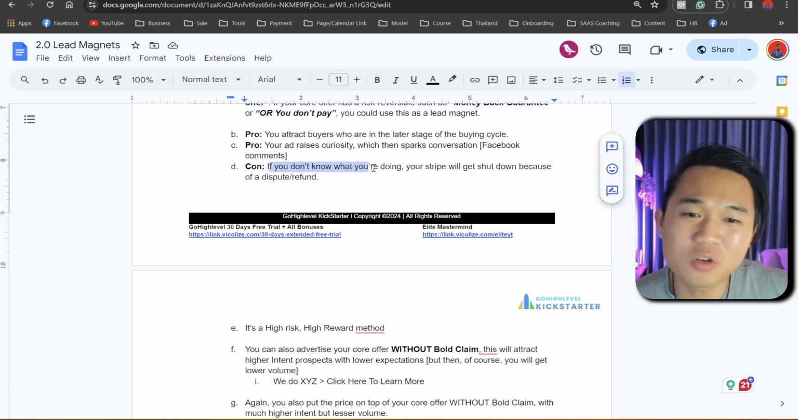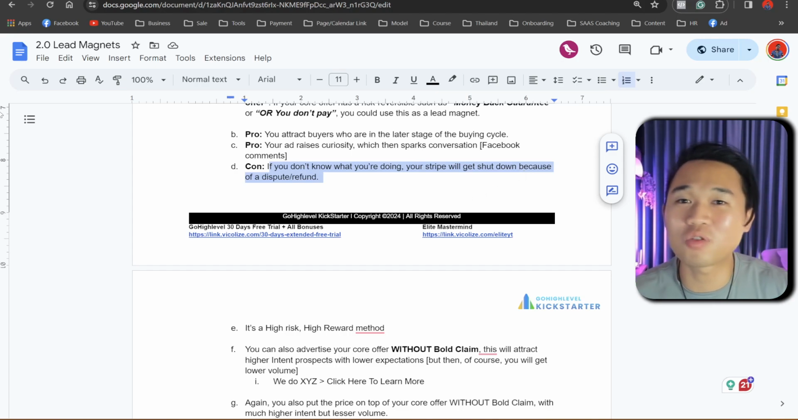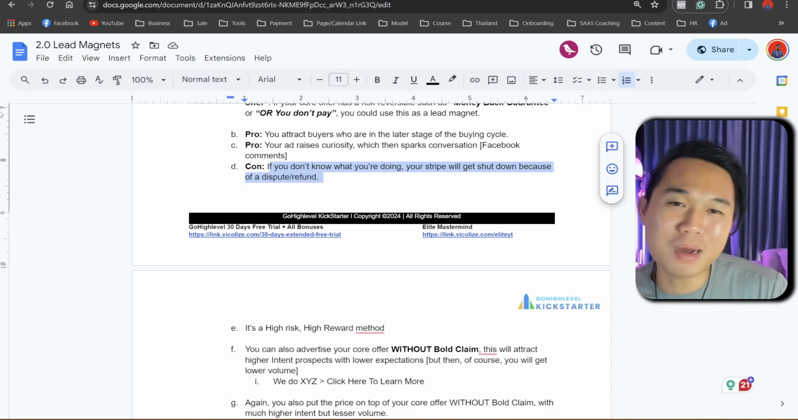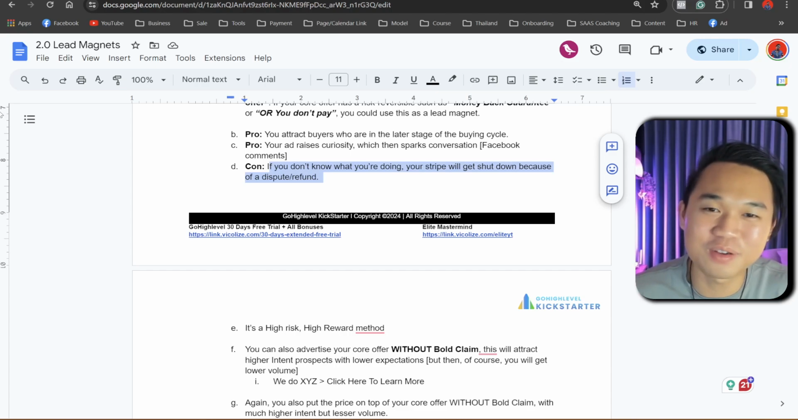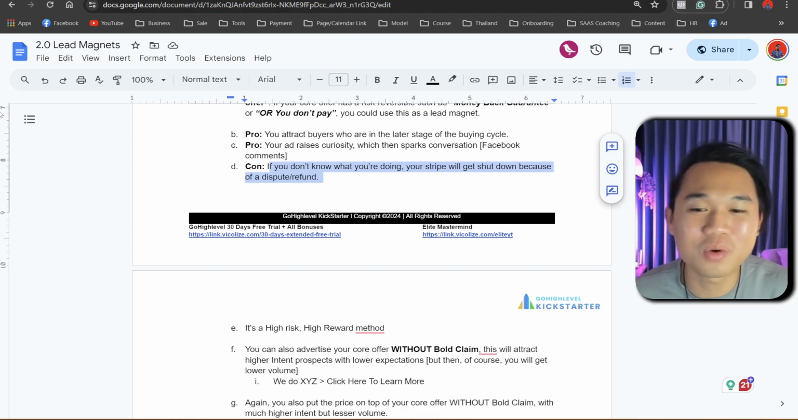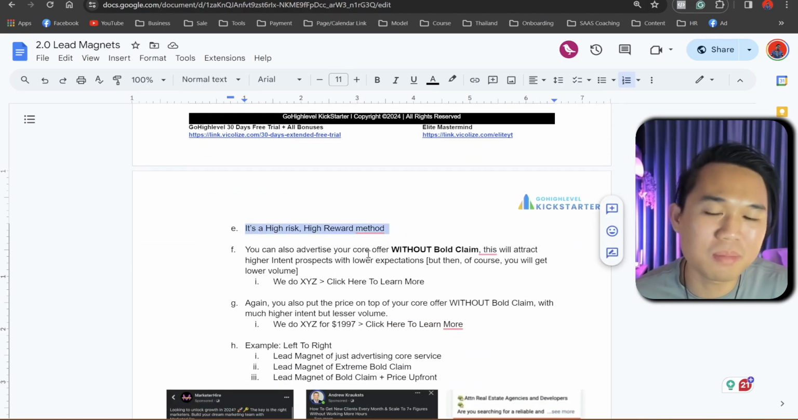So the con is that if you don't know what you're doing, your Stripe account will get shut down because of disputes and refunds. Like if you're just making all these crazy claims and then of course you take people's money, if you don't know what you're doing, Stripe will shut you down because of the amount of refunds you're going to get. So be careful, right? It's a high risk, high reward method.